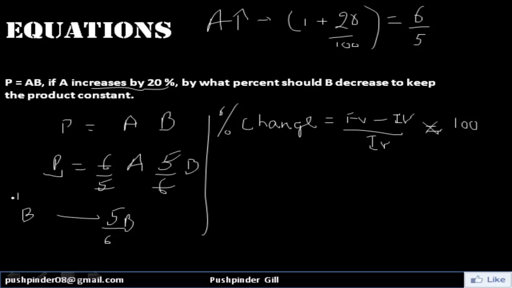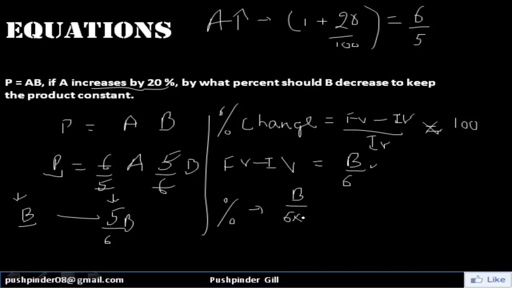So B came from B and became 5 by 6B. So my final value minus the initial value, that is the change that has happened in B, is equal to B minus 5 by 6B, that is equal to B by 6. And if I have to calculate the percent change, I just divide B by 6 by the initial value, which is B, into 100, right? So simply you can see over here, B and B get cancelled. So 100 by 6, guys, again if you refer to your textbooks, it's 16.66%.